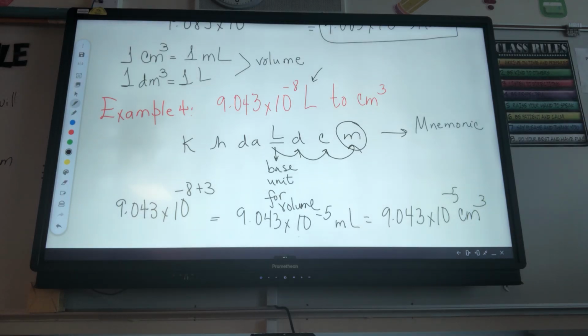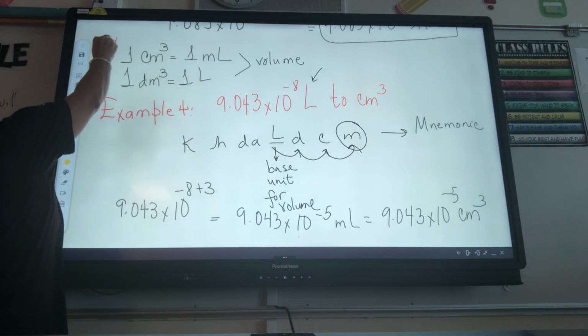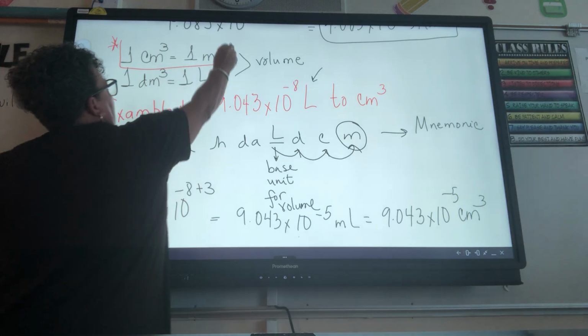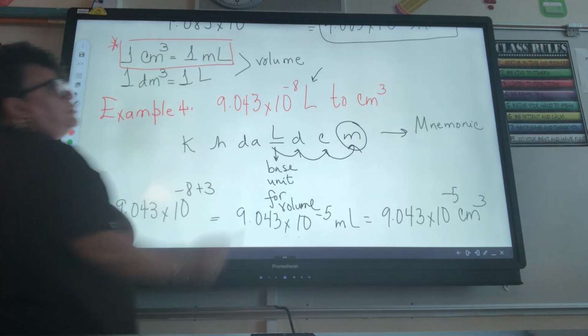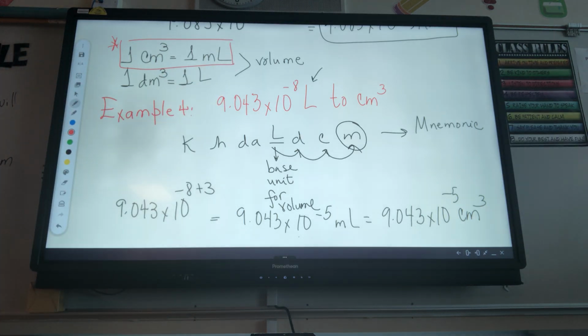Why is the M there if it's centimeters? That's the conversion factor. 1 cubic centimeter is equal to 1 milliliter. 1 cubic decimeter is equal to 1 liter. Questions about that? No?